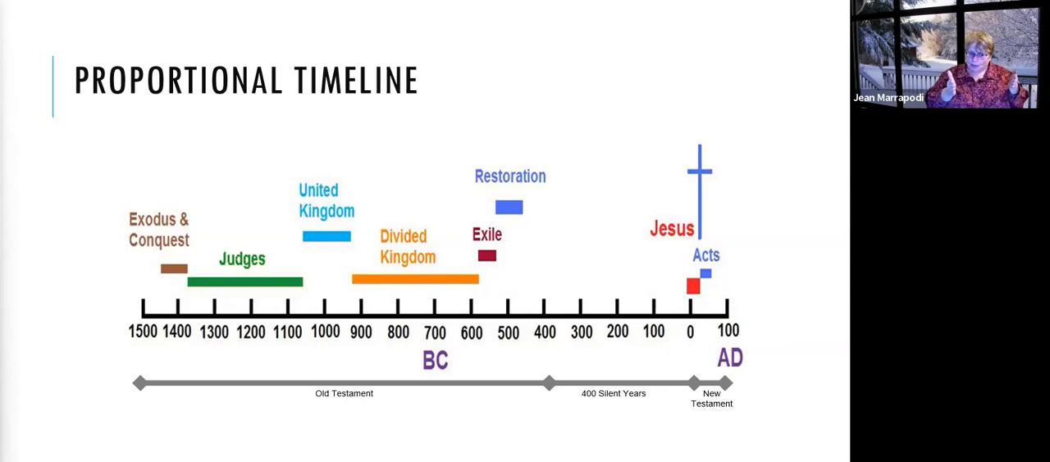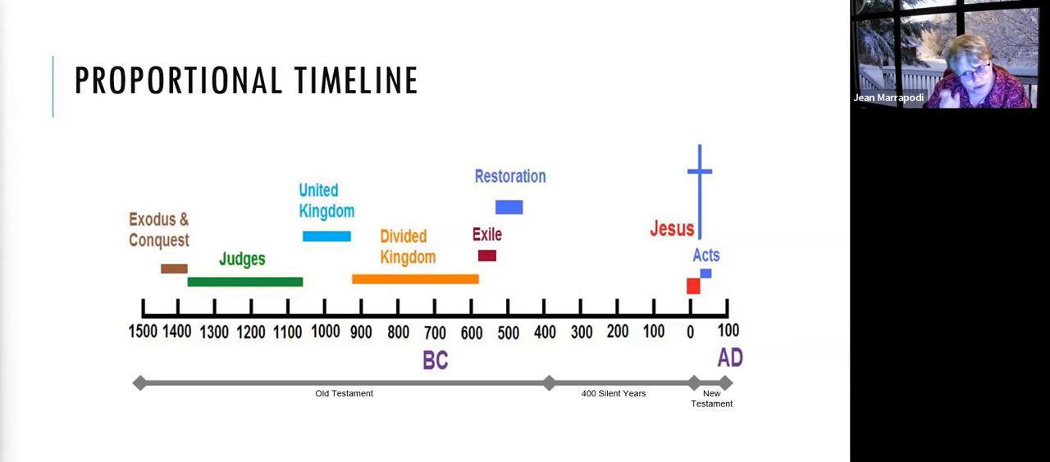Judges is a pretty long period. That was 400 years of mess that they were dealing with. The United Kingdom was a fairly short period of time, a little over, well, it was three generations, so we'll run 100 years. The divided kingdom stretched for 300 years, and then they went into exile for 70 years. So short, short period. And they came back to restoration. We had 400 silent years. And then look how tiny the New Testament is by comparison. The Gospels, Matthew, Mark, Luke, and John, chronicle Jesus' life, and Jesus was crucified when he was 33.